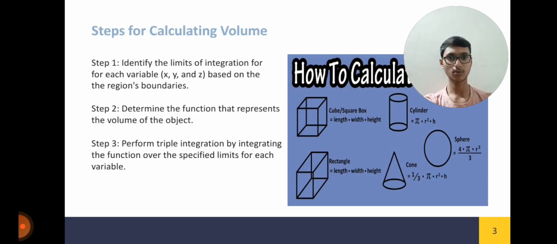Steps for calculating volume. Step 1: Identify the limits of integration for each variable, that is x, y and z, based on the region's boundaries. Step 2: Determine the function that represents the volume of the object. Step 3: Perform triple integration by integrating the function over the specified limits for each variable.